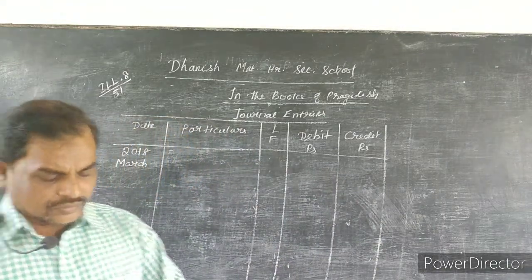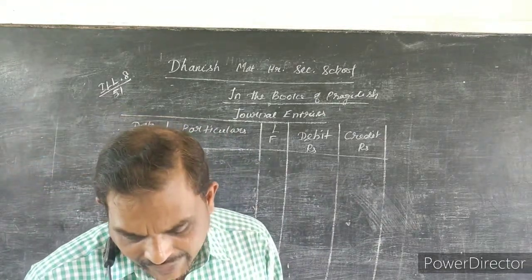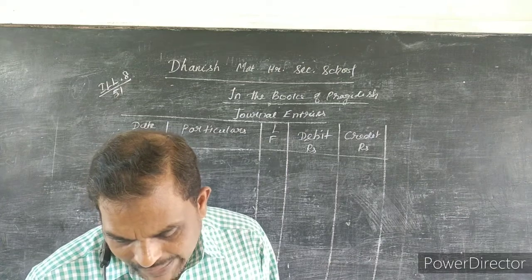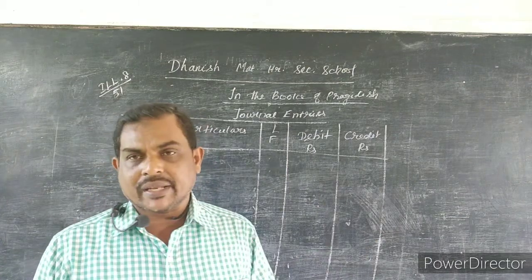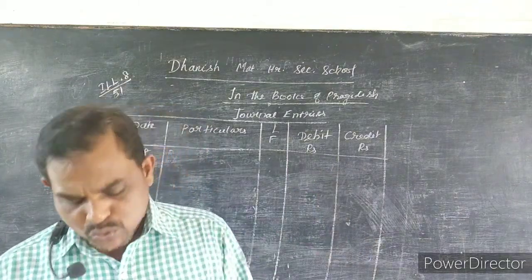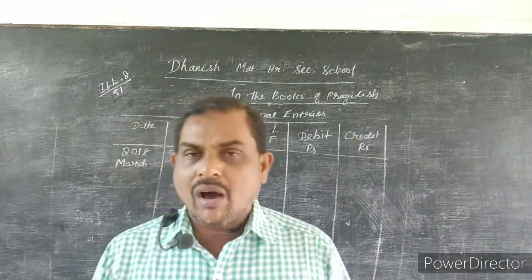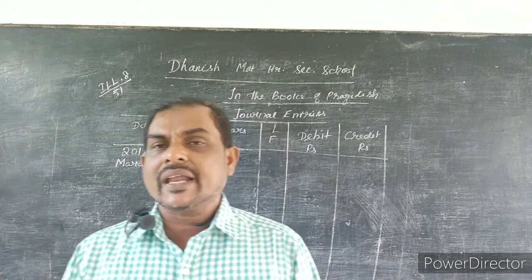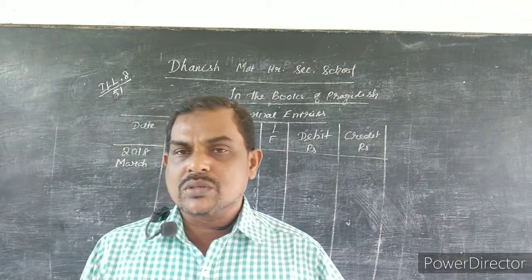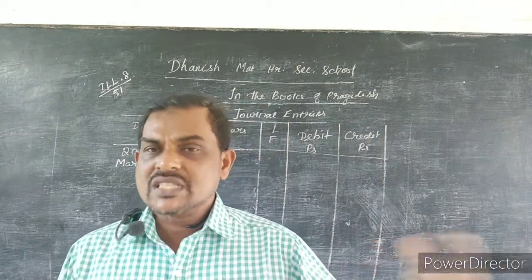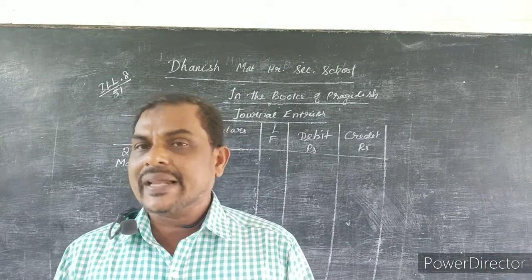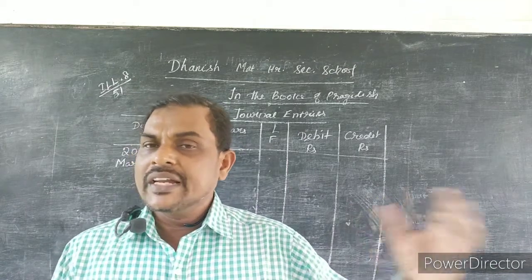Listen. Fifth entry: sold goods to L on credit. This is another party. Okay, first two, I sold the goods to D and company. Now I sold the goods to L on credit. Then what is the journal entry? When I am selling the goods, who is receiving the goods? L is receiving the goods on credit, so he didn't pay the money.